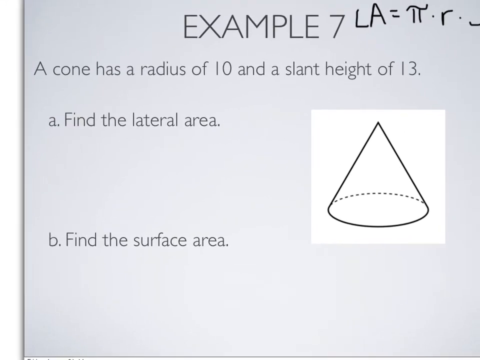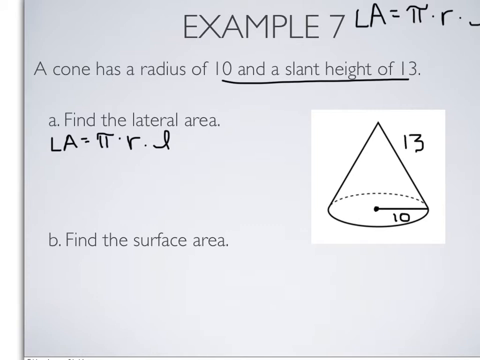So I'm just going to recopy that down here because it's asking me to find lateral area. So pi times radius times slant height. And then I'm going to take my numbers from the problem and put those on here too. So my cone has a radius of 10. That means this down here is 10. And a slant height of 13. Okay, so what am I going to do? So pi times my radius, which is 10, times my slant height, which is 13.